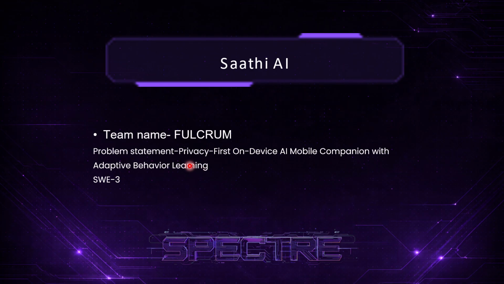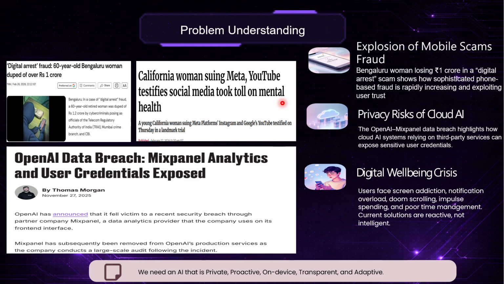Our problem statement is privacy-first, on-device AI mobile companions with adaptive behavioral learning, which comes under the SWE3 track. Coming to the problem understanding, we are recently facing three major problems. The first one, explosion of mobile scam fraud. Recently, a Bangalore woman was scammed of over 1 crore rupees due to a digital arrest fraud, which could have been prevented.